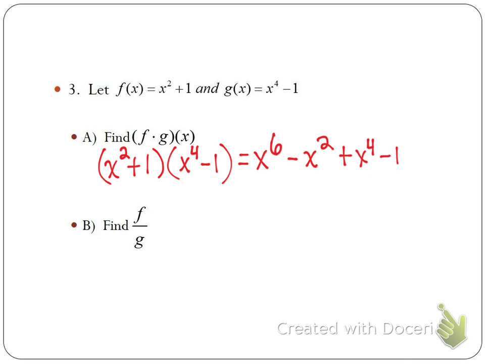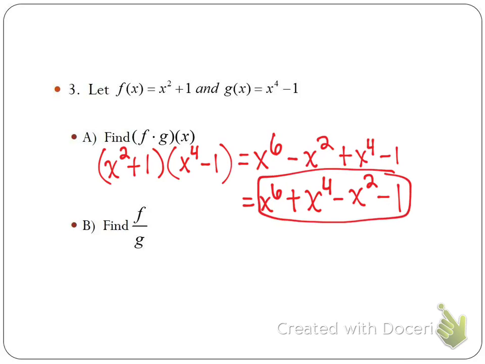No, but what do you think I'm going to tell you to do? Put it in order. So we would have x to the 6th first, then what? X to the fourth. The positive x to the 4th, then negative x squared, then minus 1. So go ahead and put it in standard form.